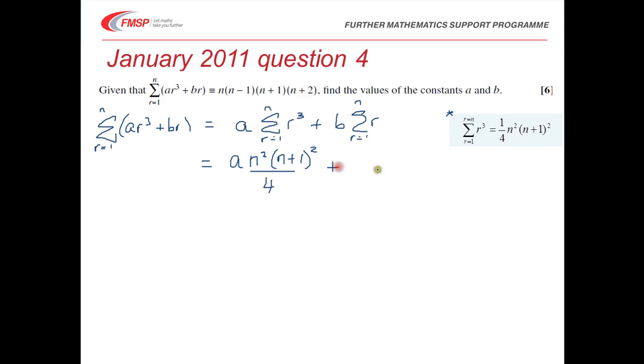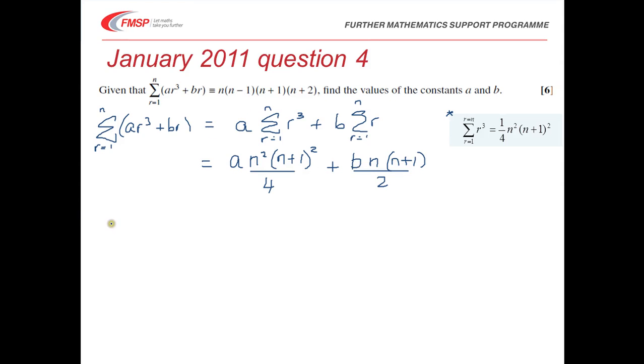And the next one, sigma r, is one that you are meant to learn yourself, that sigma r from 1 to n is n upon n plus 1 over 2. So that is an expression now for sigma ar cubed plus br. And what we need to do now is compare that with what we've got on the right hand side.